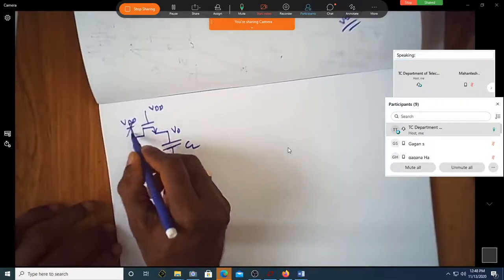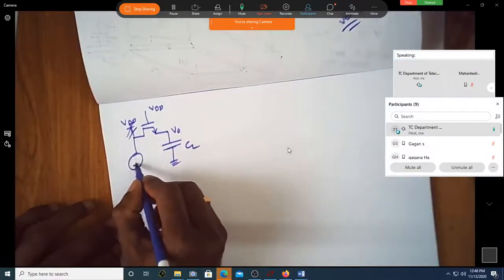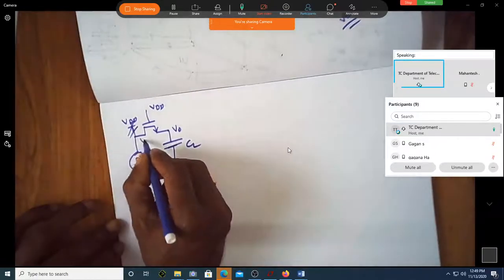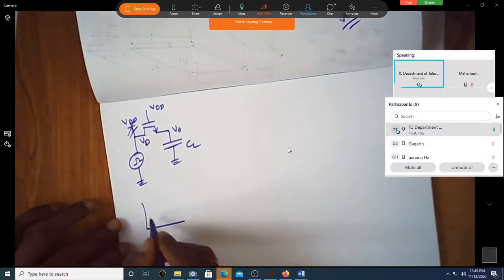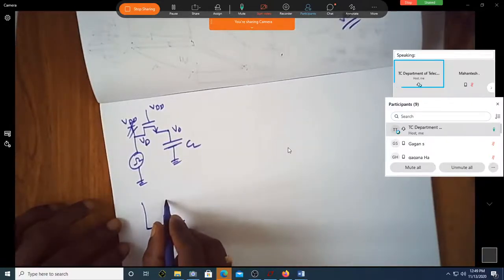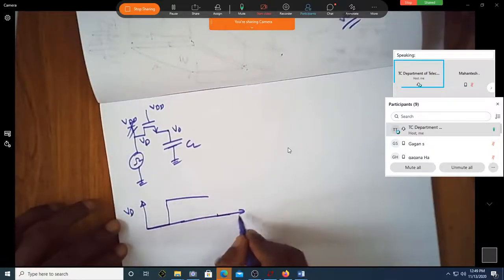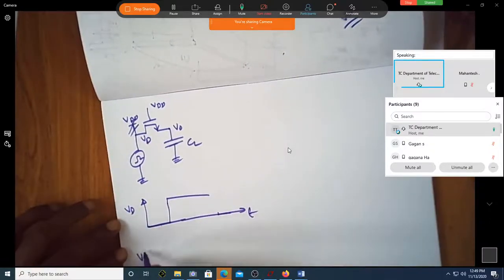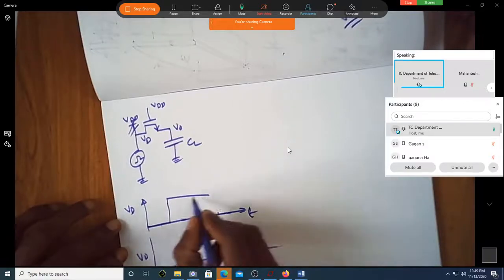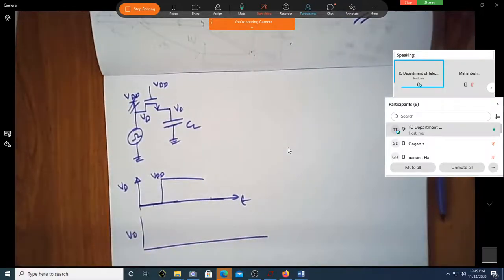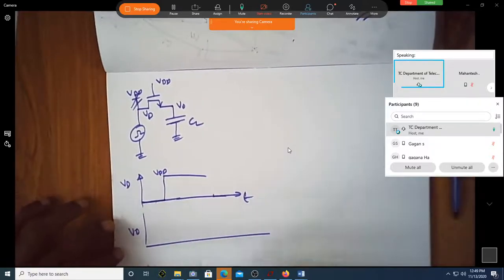Okay, instead of putting this, let me put a source here. Let me call it VD, drain voltage. This is VD, with respect to time. I am looking at what is V0. Let us assume that this is VDD. This is V0. Correct? Assume that initially V0 is 0.